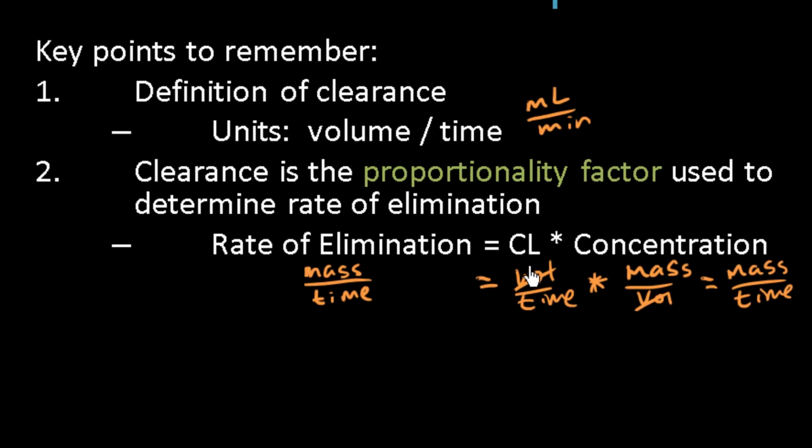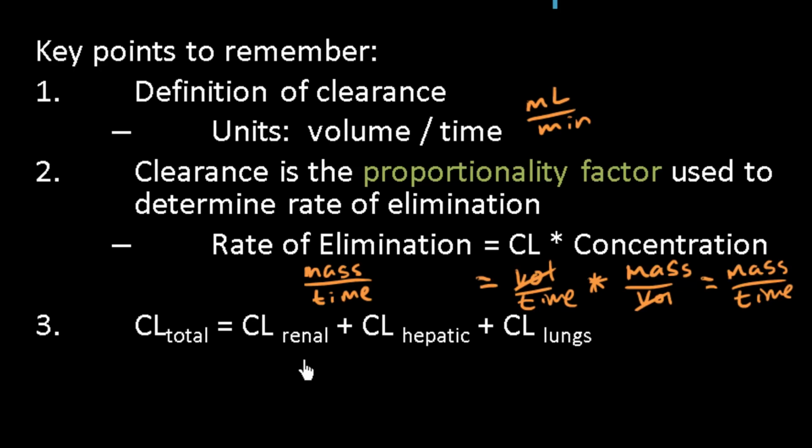The third point I want you to remember is, how do we clear drugs? Well, any organ that has access to the outside world: our kidneys can excrete drugs into the urine, our liver can excrete drugs into our bile, our lungs can excrete drugs into the air. Those are all organs in which clearance occurs. And to figure out the total clearance, I have to add up the clearance at each one of those individual organs. Now, the most important one is the renal clearance.